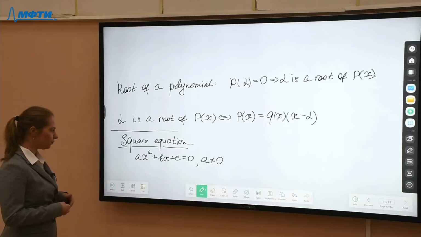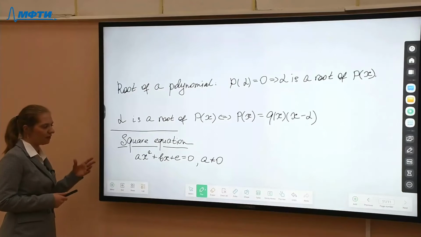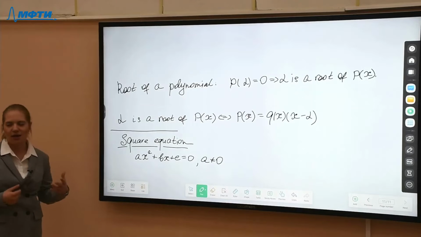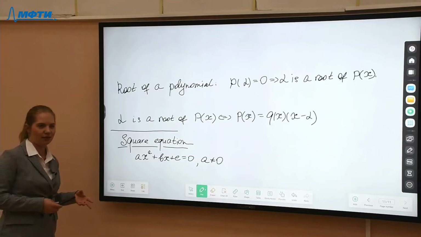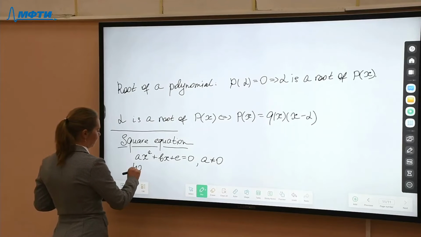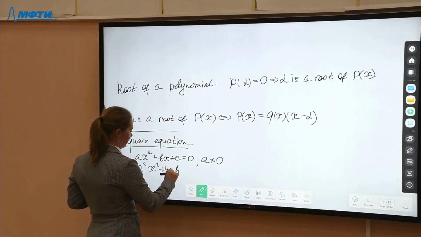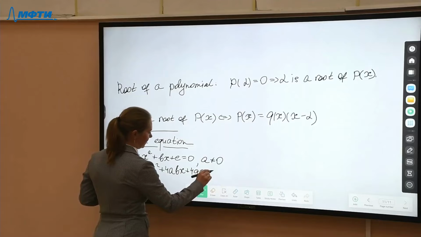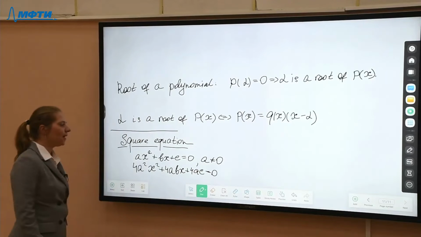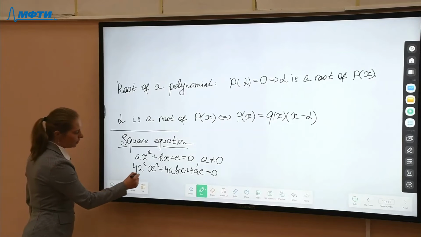What can we do? Well, first of all, let's multiply both sides of this equation by 4a. A is not 0, so 4a is not 0, so we can multiply both sides. Great. So it is 4a squared x squared plus 4abx plus 4ac, and it is 0. And now I want to complete a square. So I will start with these terms.